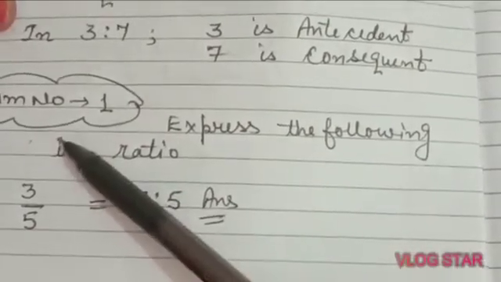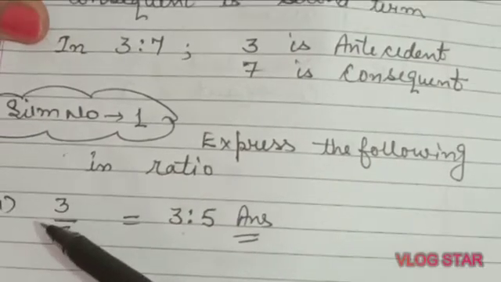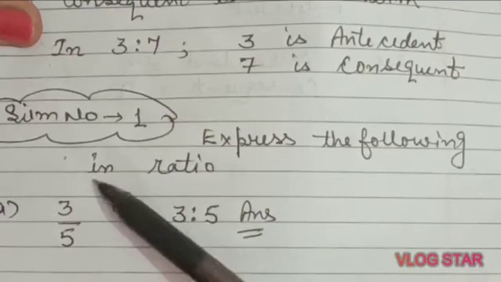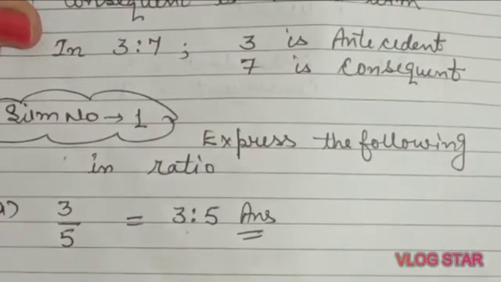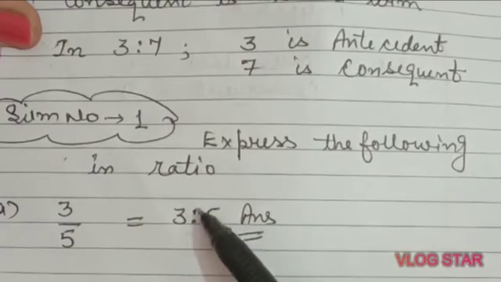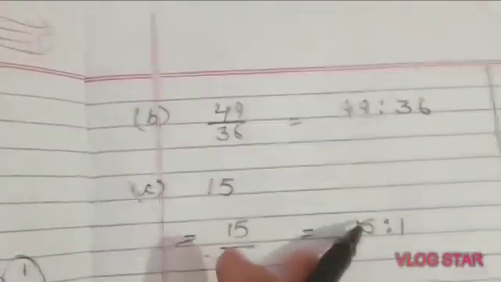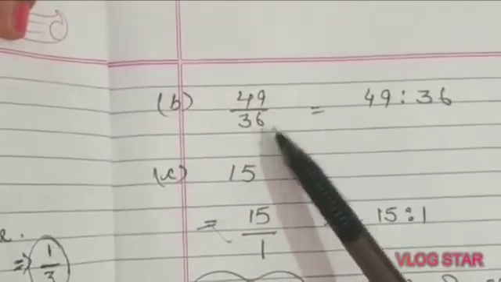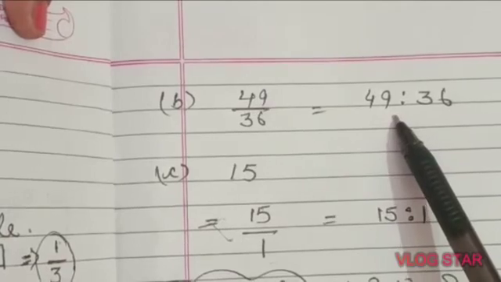Now we will go to sum number 1. Express the following in the ratio. First, A part is 3 divided by 5. So this is a fractional form and you have to express it in the ratio form. So simply put the symbol of ratio: 3 is to 5. Now come to the next. Next you have B part, 49 over 36. Again you have to put the symbol of ratio.